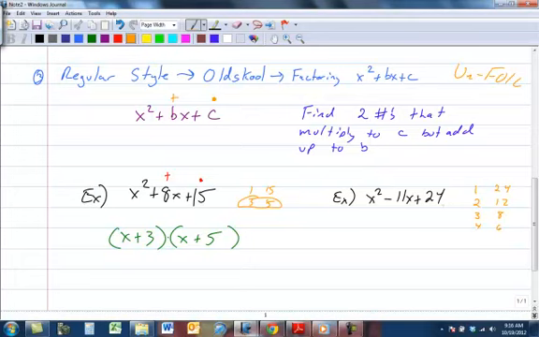However, they have to add up to negative 11. Now, none of these add up to negative 11. That's a problem. But because it's positive, there is a chance that both of these could be negative, right? Negative times negative is positive. So these are all negative. Now, which one of these adds up to negative 11? Negative 3 and negative 8. So this factors to x minus 3 times x minus 8.